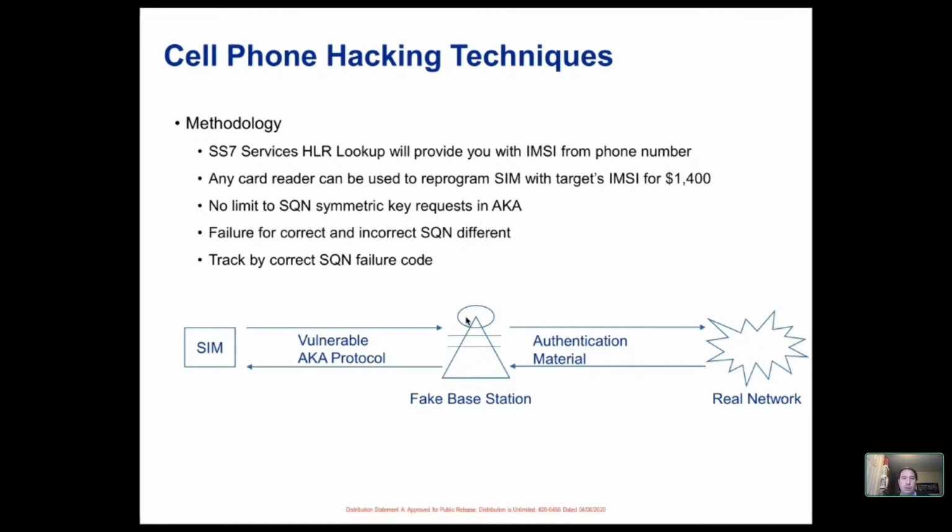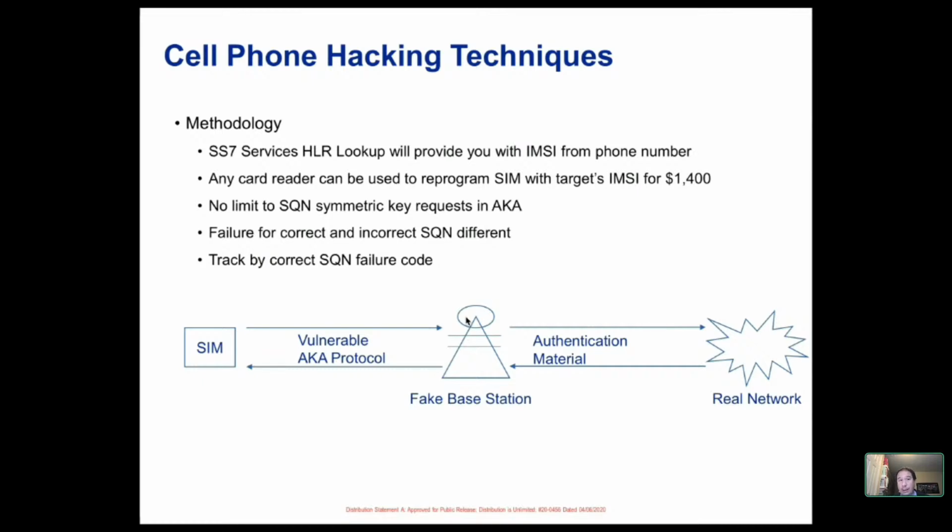So what's the methodology? How does it work? You use the SS7 service HLR lookup to find the IMSI from the phone number. Every phone has to have an IMSI. If you want to work with the towers across the world, find the tower, and get your phone call to where it's going, you have to have an IMSI. Every single phone has one, and you can't change it. In your card reader, you pre-program the SIM card with the target's IMSI, and this costs about $1,400. You do have to have the software and the tool to blank out the key and put the target's IMSI on, so you look like you're their phone. Then you go in and start to exploit the vulnerabilities.